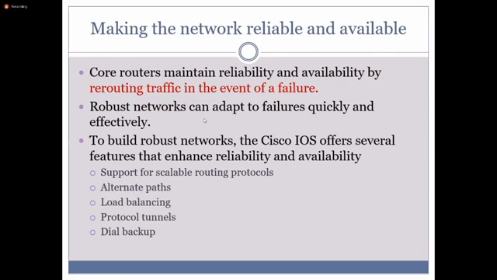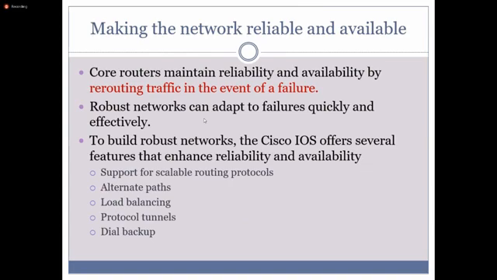The other thing is load balancing. You can use different network lines so you can balance your network, that means you can balance your traffic. And the other thing is protocol tunnels, and dial-up backup.